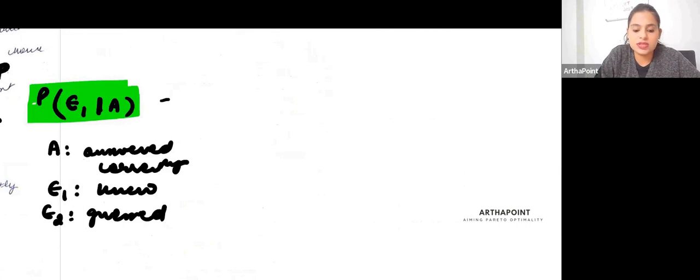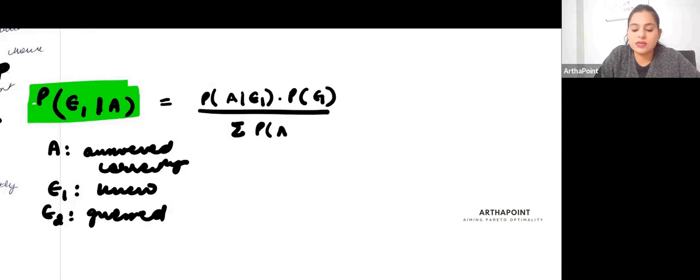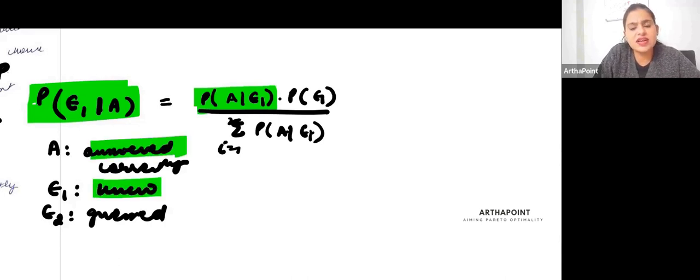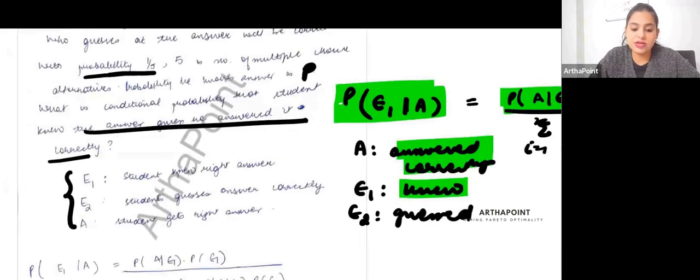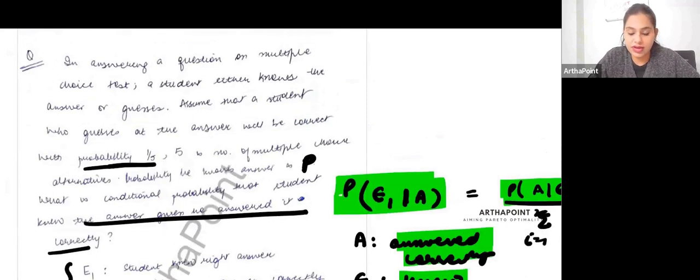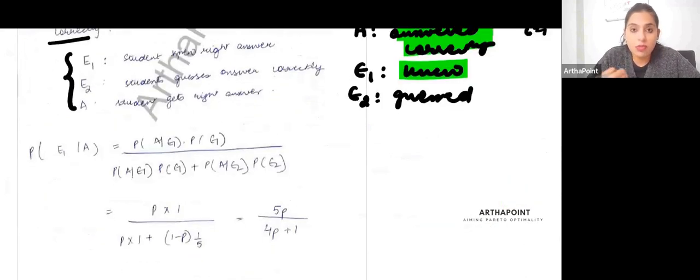You revert this. This is probability of A given E1 into probability of E1, upon the total probability, sum over Ei, i from 1 to 2. Probability of A given E1: given that he knew the answer, what is the probability he will answer correctly? He will always answer correctly if he knows the answer. That will be 1. What is the probability that he knows the answer? This depends on what is given in the question, right? The question tells me that the probability he knows the answer is only P. So I write P here.